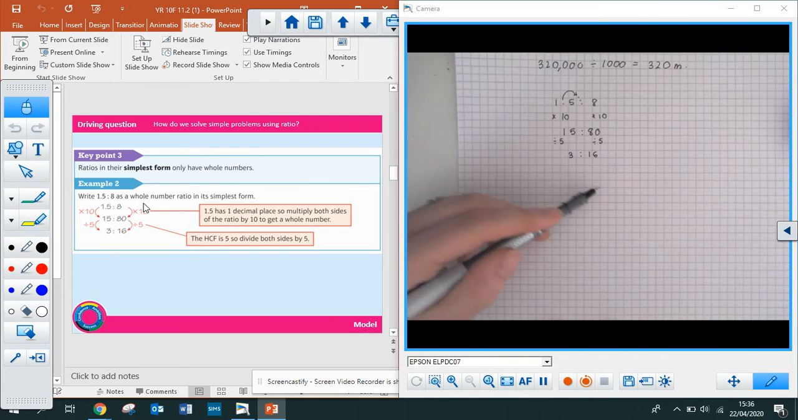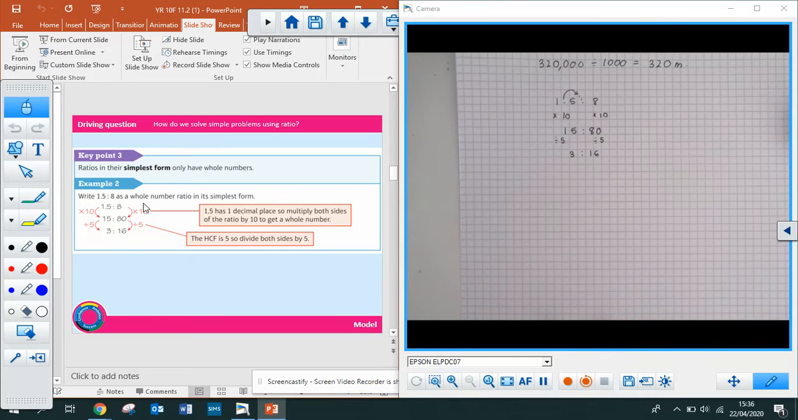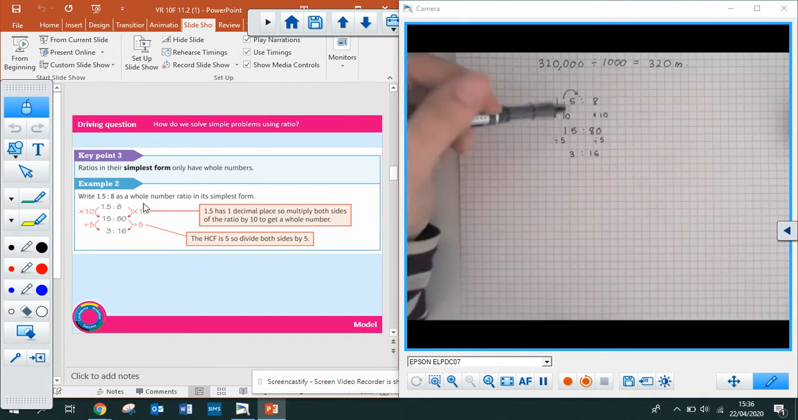And now they don't have any other common factors, so I can't simplify that anymore. That's just as simple as it can be, okay? 5 was the HCF of 15 and 80 in that case, okay? So 3 to 16 is now 1.5 to 8 in its simplest form. Okay, you couldn't have that.